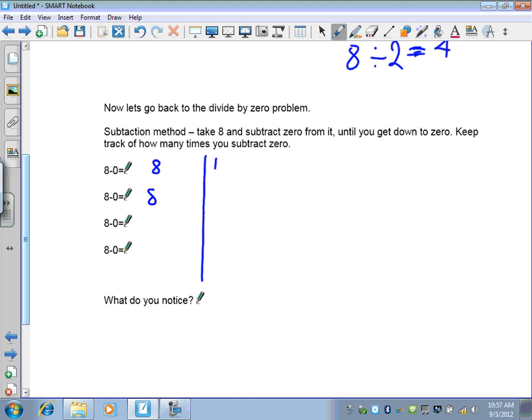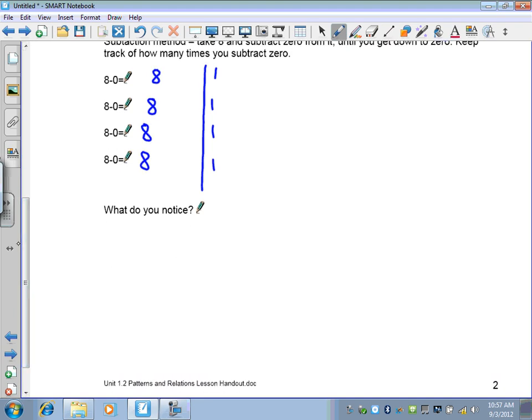And it's going to get 8. It's going to keep track of that. Then it's going to do it again and keep track of that, and then do it again and keep track of that. So what do you notice is taking place here? Well, you should notice that the 8, when you divide by 0, never changes. It never gets less.